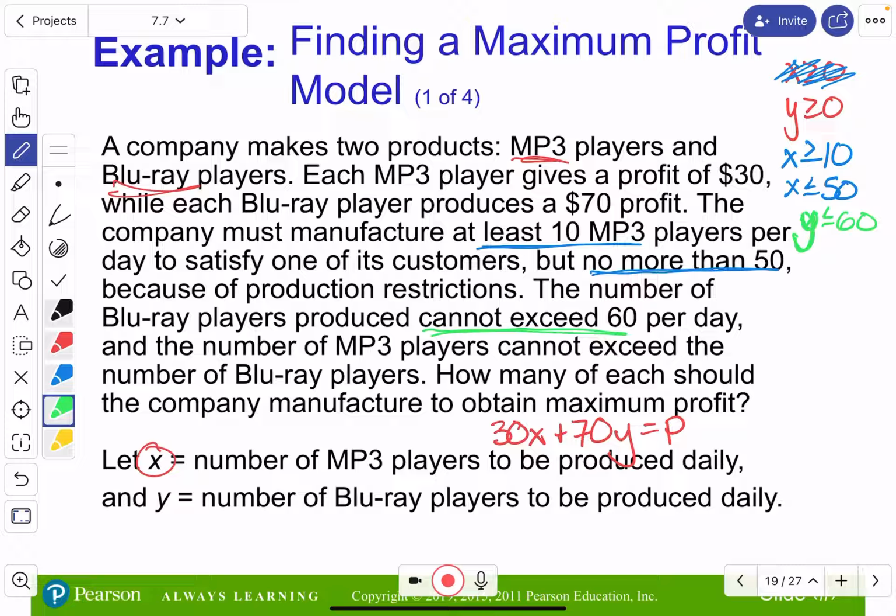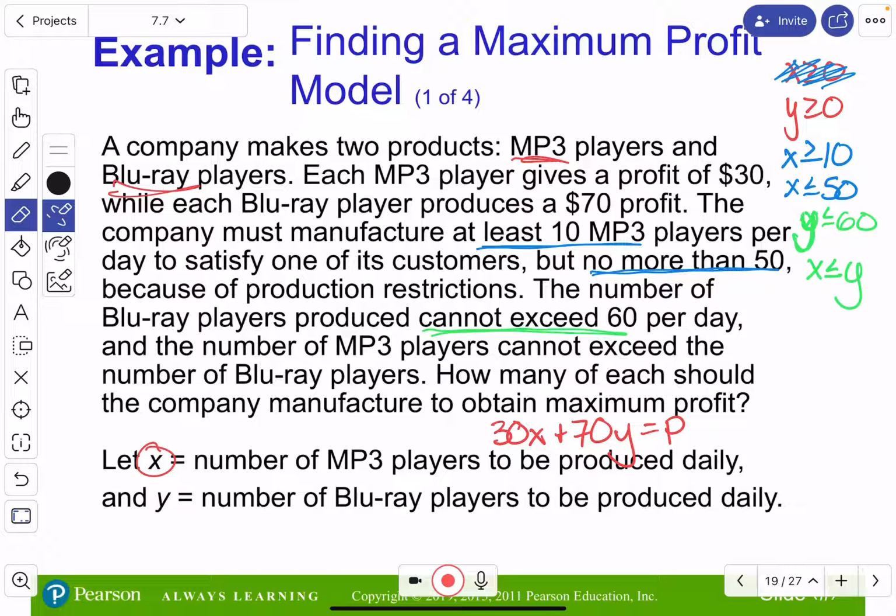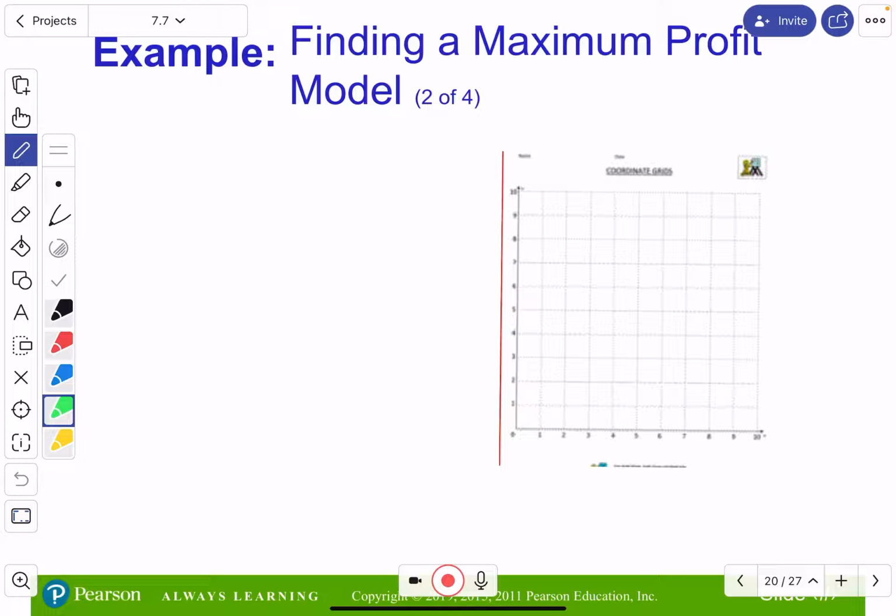And the number of MP3 players cannot exceed Blu-ray players. So MP3 is less than or equal to Blu-ray. So a lot of information, but just for each thing you're going to make an inequality. Then we're going to graph them. So I'm going to write them again over here.